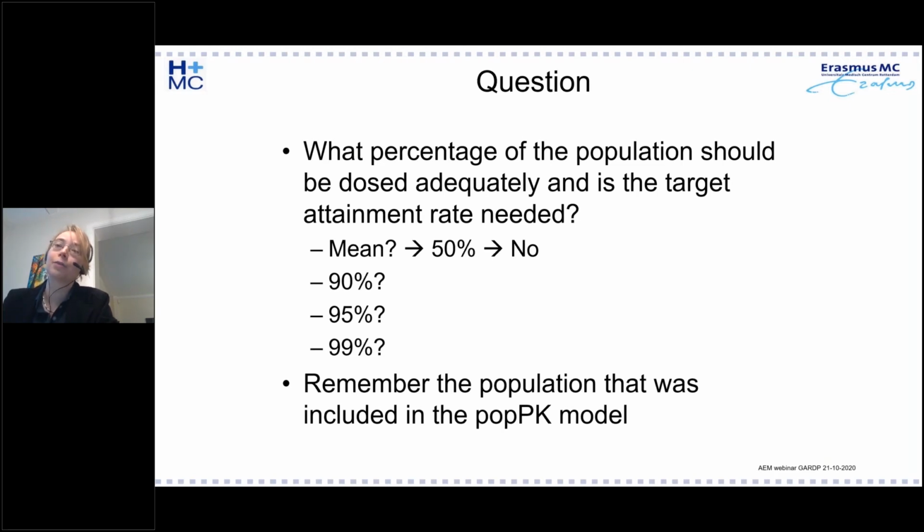Or 95 or 99%? And if I look at all the data, breakpoint setting is not a very ill population. The model is normally used in healthy volunteers or mild infections. So I think that you should include a lot of variability and go up for the higher percentages. But it's important to realize how it works.